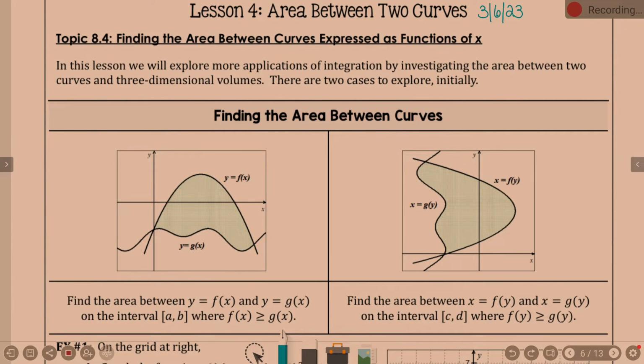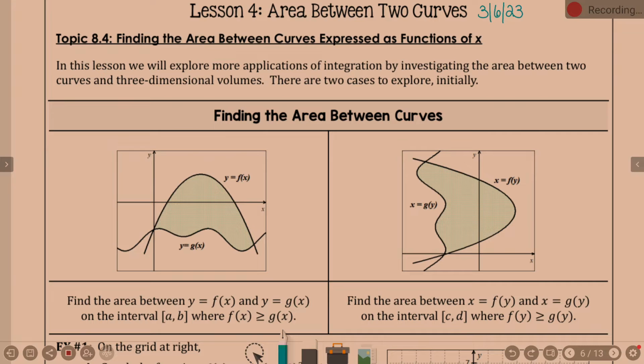Lesson 4 is another application of integrals. And it's kind of a big application of integrals. I think of it as one of the bigger applications of integrals. But when we first started talking about integrals, we talked about how it is the representation of area under a curve. Okay, so when we talk integrals, we're talking about area under a curve.